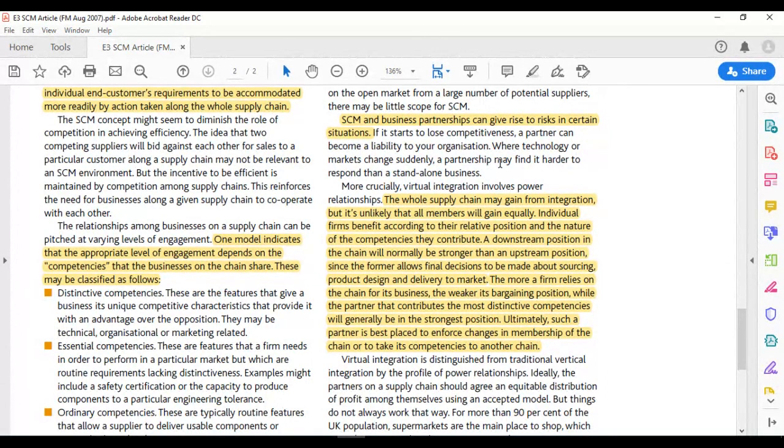And the second thing, the whole supply chain, it is unlikely that all members will gain equally. So the aim or the objective is for all parties to share in the profits of the supply chain and to share in a fair way. But unfortunately, in the real world, it doesn't happen like that.